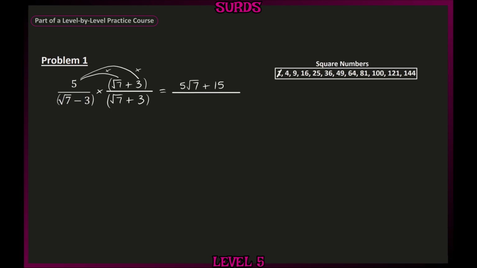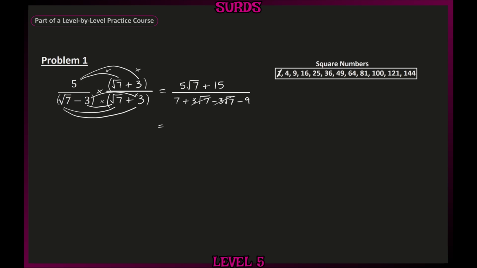Moving on to the denominator, we start with root 7 multiplied by root 7, which gives us 7. Root 7 multiplied by 3 gives us plus 3 root 7. Minus 3 multiplied by root 7 gives us minus 3 root 7. And finally, minus 3 multiplied by 3 gives us minus 9. Now we can see that in the denominator, the 3 root 7 and the minus 3 root 7 are going to cancel out. And this is great because it means that the denominator has been rationalised. And this will always happen if we've done this correctly.